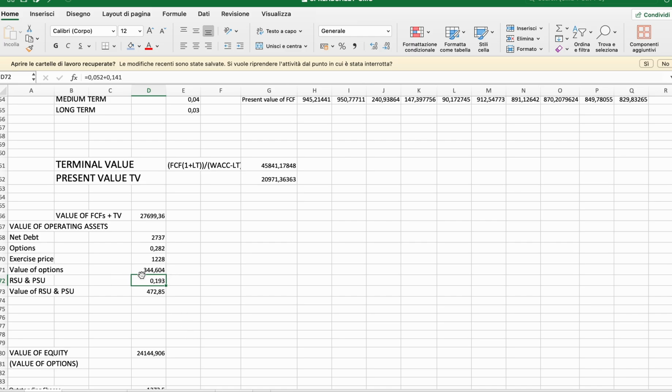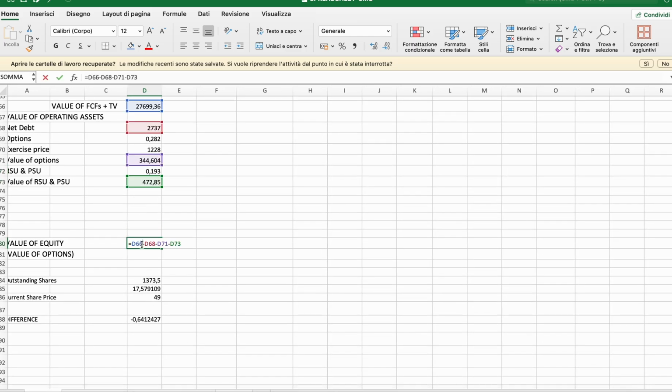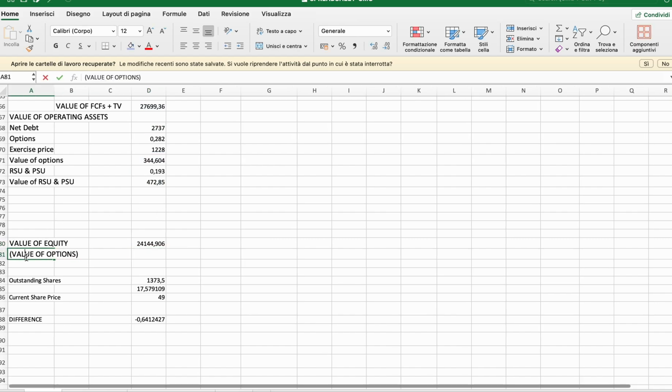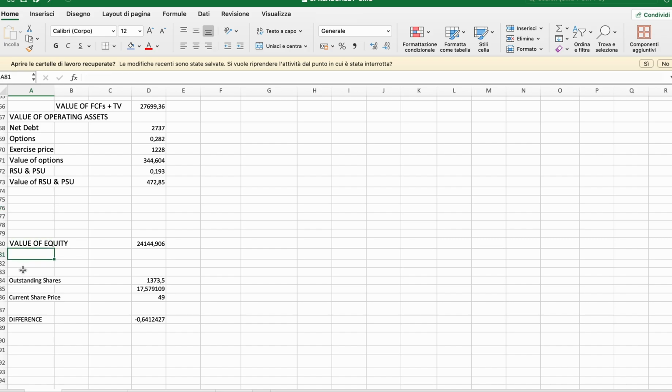Then we have the restricted stock units and the performance stock units. That is another reward for the management, and I've calculated the value of that and subtracted all of it from the value of equity. Next we divide this figure by the number of outstanding shares, and we find a share price that is well below the current share price.